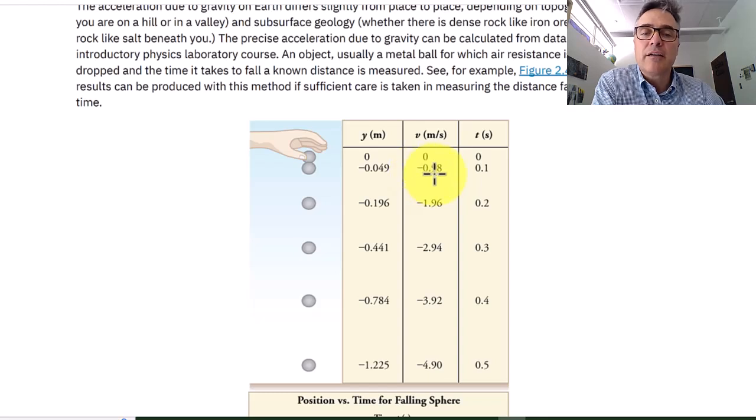You get negative 0.98 meters per second. And that just keeps on happening. Every tick of the clock of 0.1 seconds gives it an additional delta v of negative 0.98, so almost 1, right? So -1, -2, -3, -4, -5 meters per second.